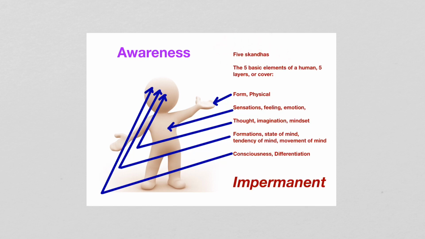The 5 skandhas are actually the 5 basic elements of a human. As soon as we are human, we have them. We can look at them as 5 layers, or 5 kavas, or 5 layers of kavas. So what do they cover up? The 5 skandhas cover up our awareness. What is awareness? Awareness is the Buddha nature. As a human, not a Buddha, our 5 skandhas cover up our awareness.